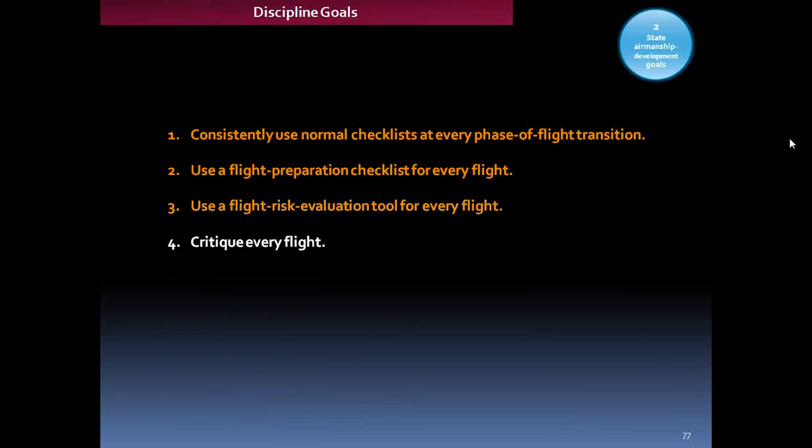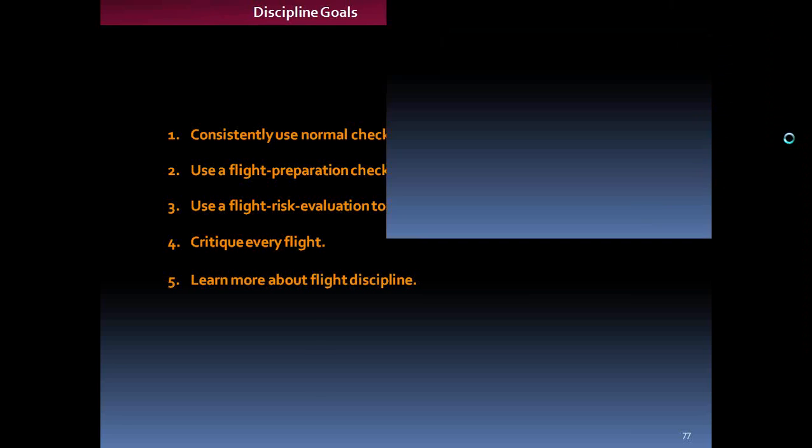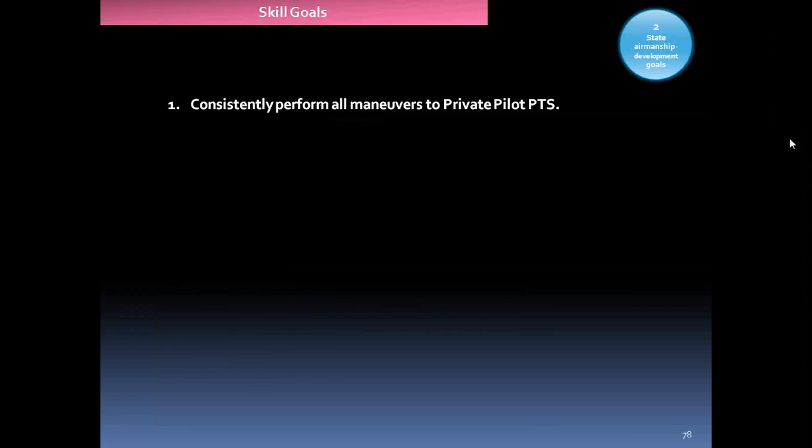Another discipline that Joe is going to shoot for is he's going to critique every flight, and he's going to learn more about flight discipline. So those are the discipline areas, those are the goals within the area of the Kern Airmanship model that Joe has built into his airmanship development plan. Now let's look at skills, how you use the model, the Kern Airmanship model, to develop these goals.